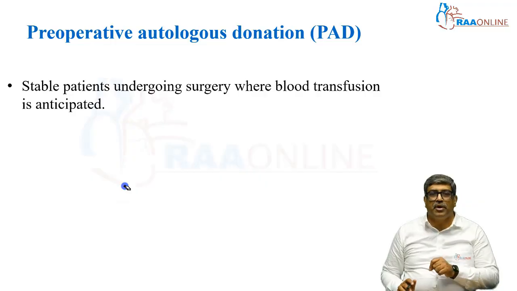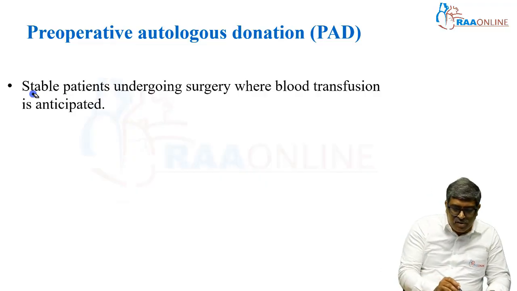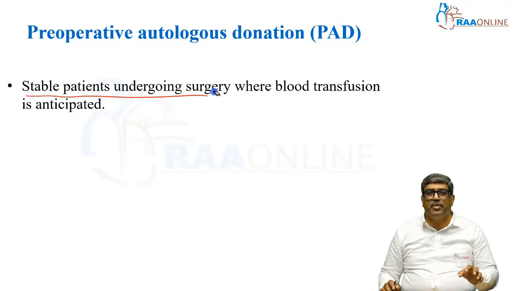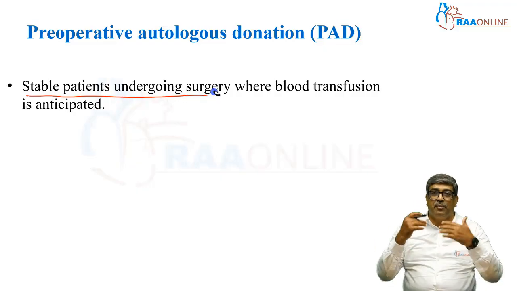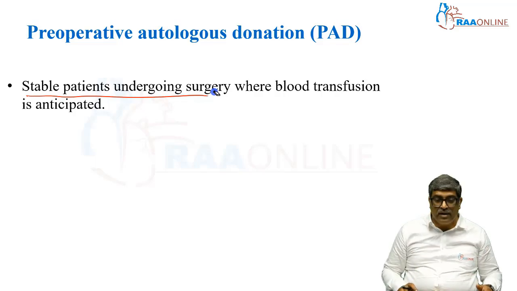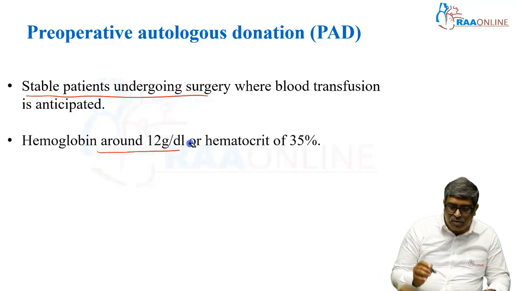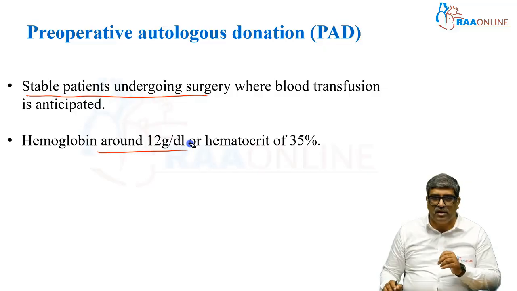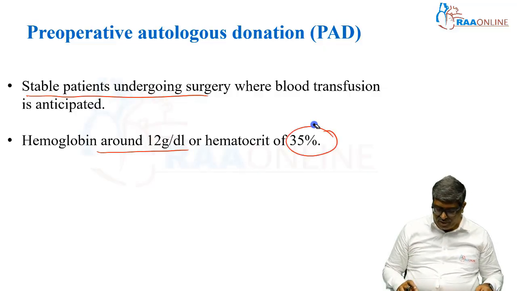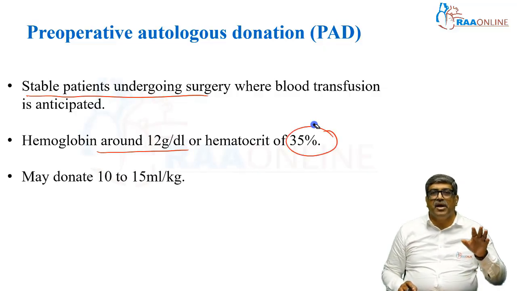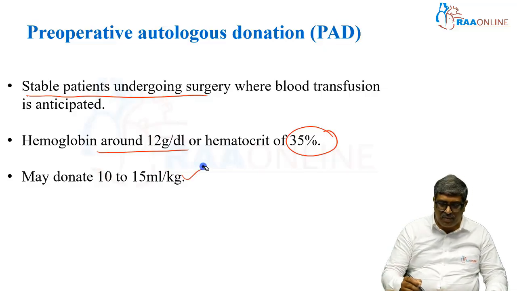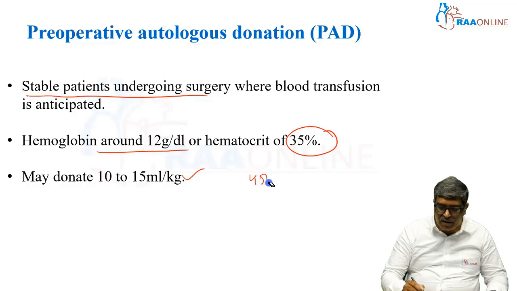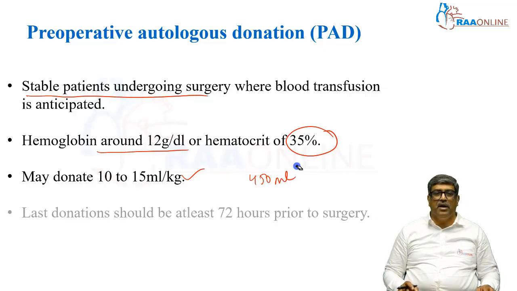Now coming to preoperative autologous donation. This is usually done in stable patients undergoing surgery where you anticipate blood loss and blood transfusion is going to be there. The hemoglobin should be around 12 gram per deciliter or a hematocrit of 35% should be there. The patient might donate around 10 to 15 ml per kilogram. For example, if it is 50 kgs, he can donate up to 450 ml.